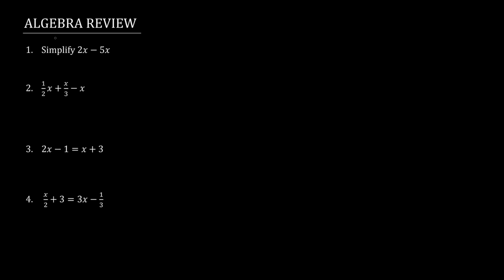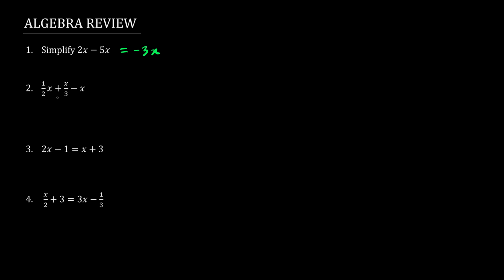Alright, now it's time for some algebra review. Simplify 2x minus 5x. If you have $2 and you take away $5, or you spend $5, you now have negative $3.